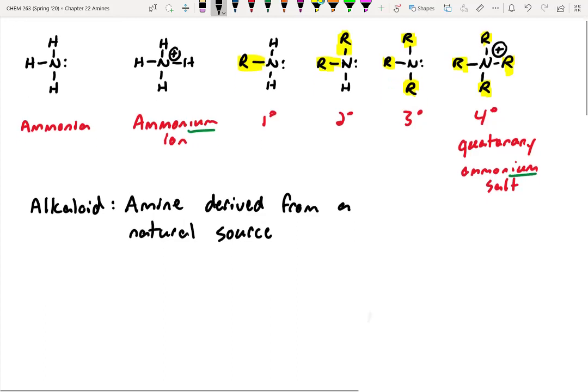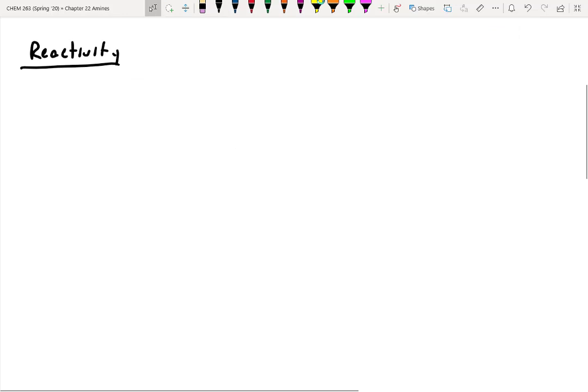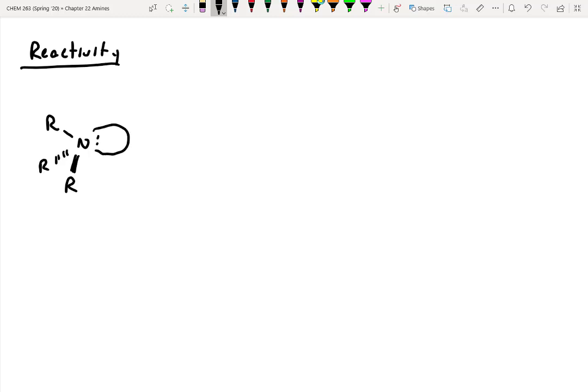All right, so let's look at the really basic reactivity here. And the reactivity is pretty straightforward. We're going to focus on the non-charged amines, so we're not going to look at the ammonium salts, at least right now. If you have an amine, it's important to remember the VSEPR shape. In this case, I'm just going to include all three R groups, but there's a lone pair sticking out in this sp3 orbital. The overall shape for these amines, when they're not charged, is trigonal pyramidal.